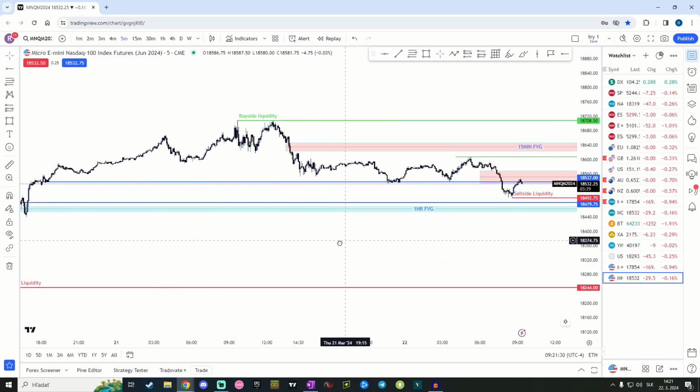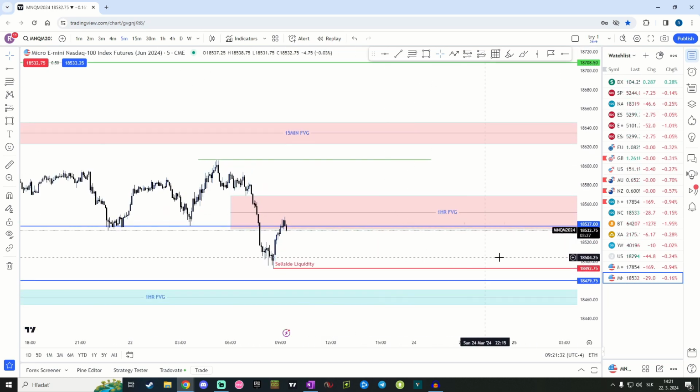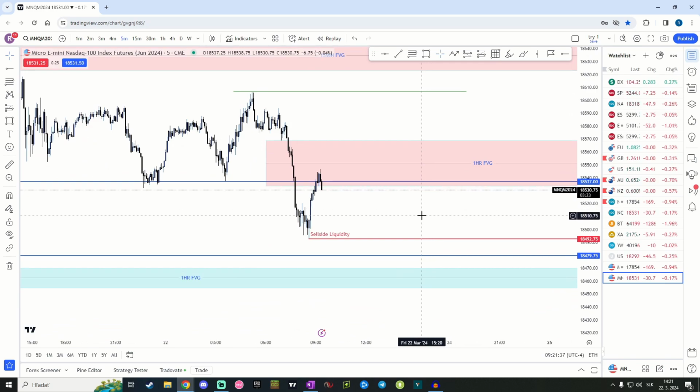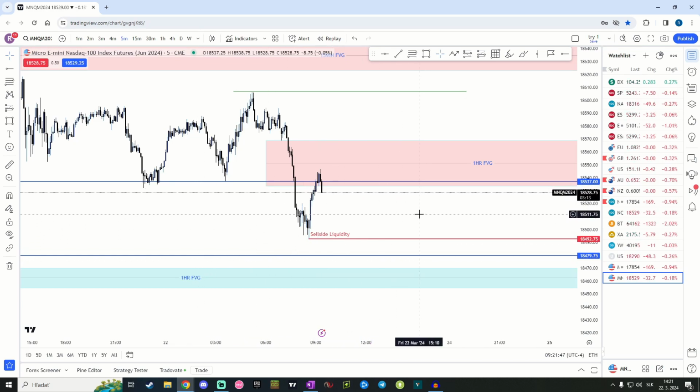So yeah, let's see what the market will show us, where it wants to go. For now, I will just need to watch it. If there will be anything interesting, I will point it out or just write on the chart. But for now, we will just spectate.